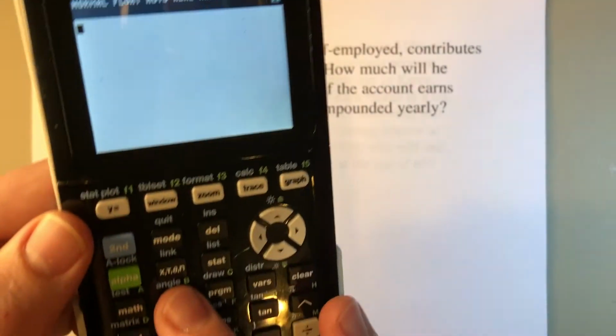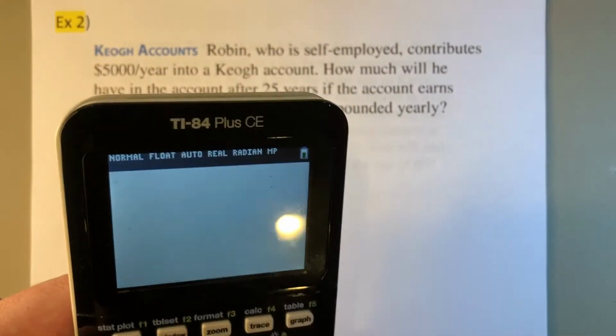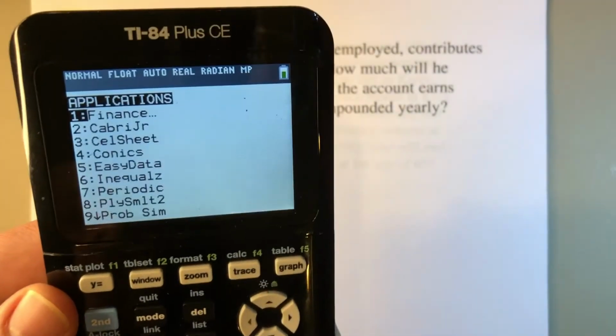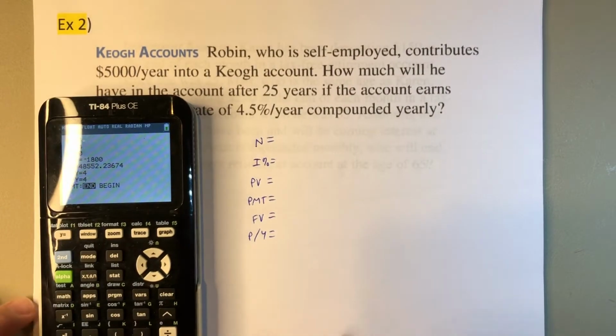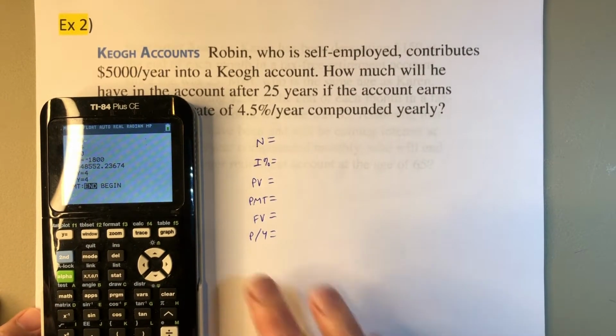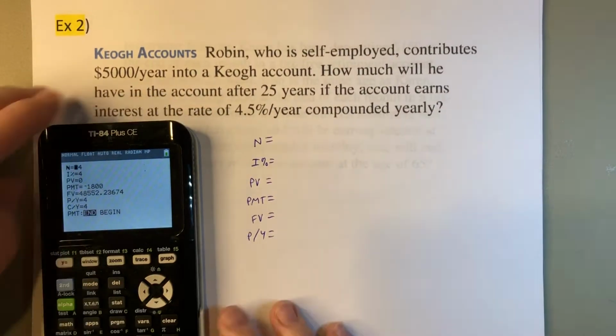Go to apps, then enter finance, enter TVM solver. There we go. All right. So payment is always going to be at the end. I'm not even going to worry about writing that down. All right, let's see what we have here.